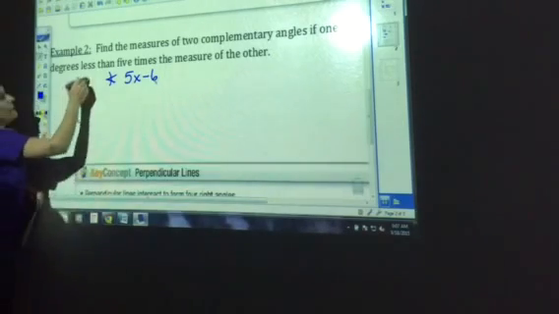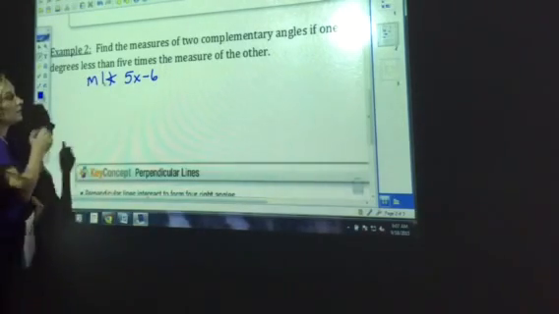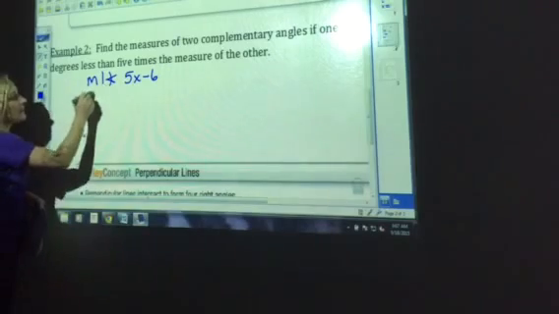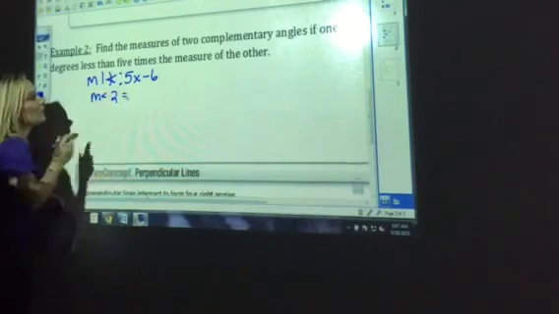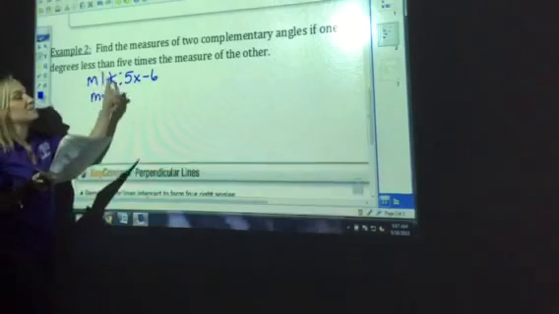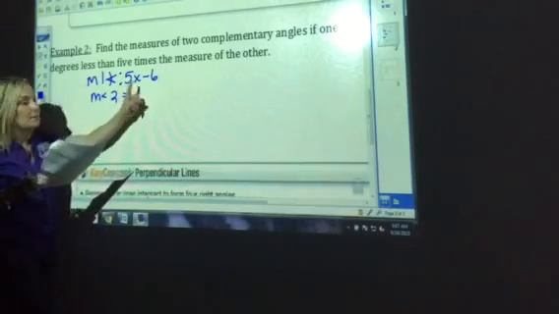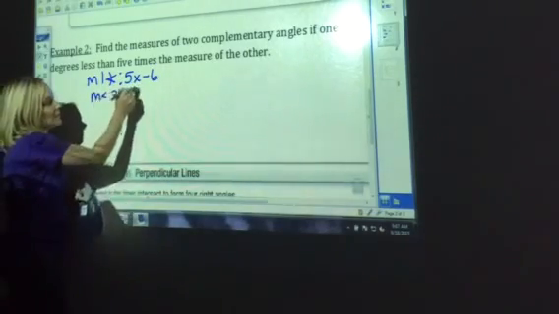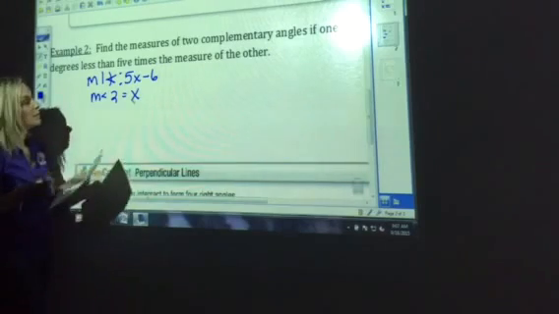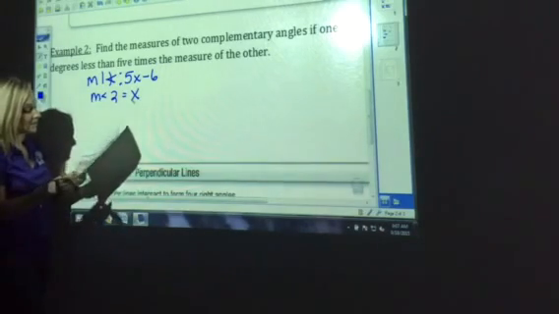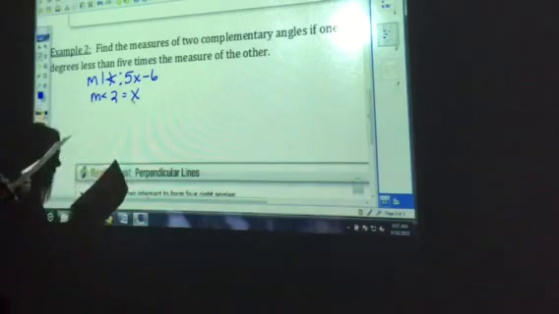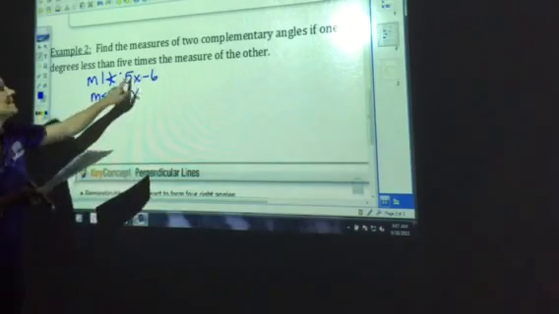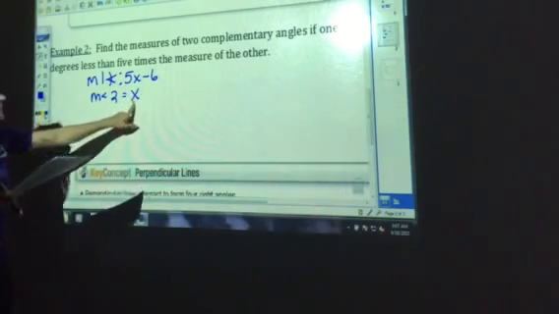Okay? Measure of angle 1, if we want to call it. The measure of angle 2, that other angle, well, if it is 5 times the other one minus 6, then that other one would be called x, because in the directions it says, find the measure of 2 complementary angles if one angle is 6 degrees less than 5 times the other one.